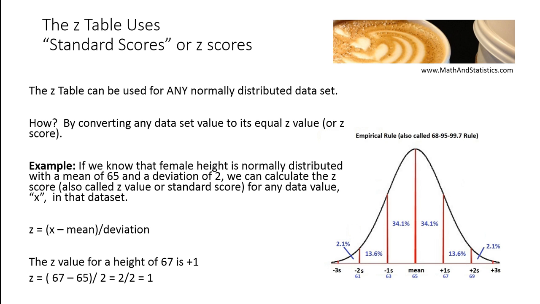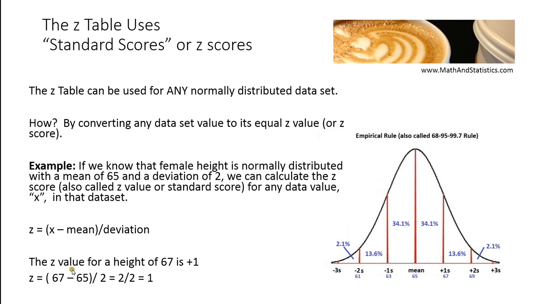Let's say I want to use the value 67. So let's say I'm wondering, what is the equivalent z value for a height of 67 in my particular data set where the mean height is 65 and the deviations are 2 inches? Well, if I know the mean is 65 and I know that each deviation is worth 2 inches, I know that 67 is 2 inches above 65, so it's 1 standard deviation above 65.